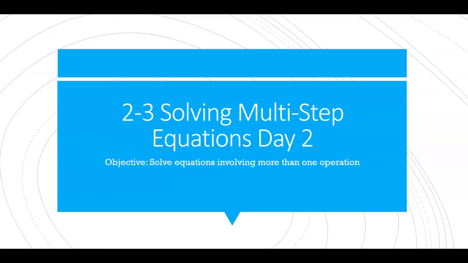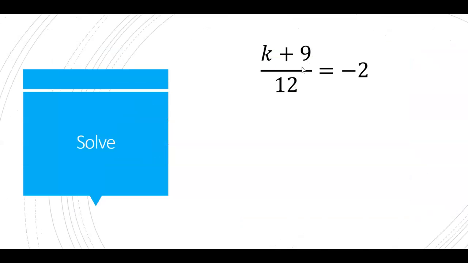So like I said, today is a continuation of yesterday. We are just going to look at this with a little bit more fractions and complicatedness to our problems. So we have solved k plus 9 divided by 12 equals negative 2. When we solve, we kind of do our order of operations backwards. So what should I get rid of first? What do you think, Dominique?